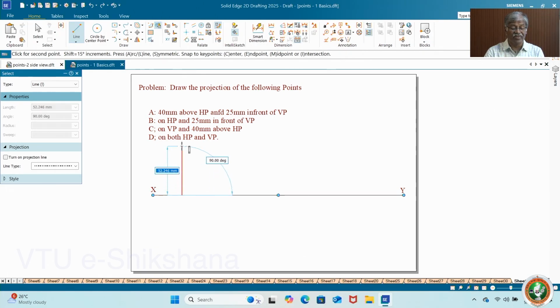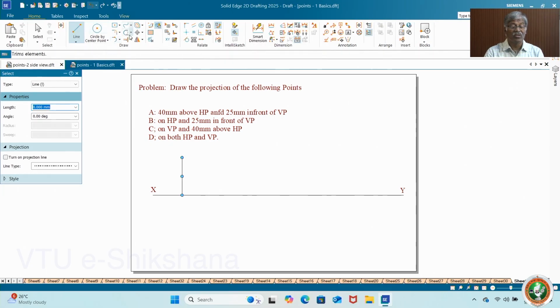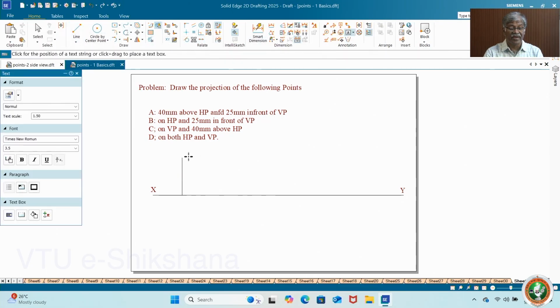Don't keep HVVP anywhere, because HVVP now it will change from point to point. This particular problem refers to first quadrant only. Anyway, to avoid confusion, don't keep HVVP. So 40 mm above HP. I will keep 40 mm line, because 40 mm above HP means this becomes front view. So this is A dash, small letter always, projection always small letter, A dash, 40 mm above HP, and 25 mm in front of. In front of means 25 mm below XY line.